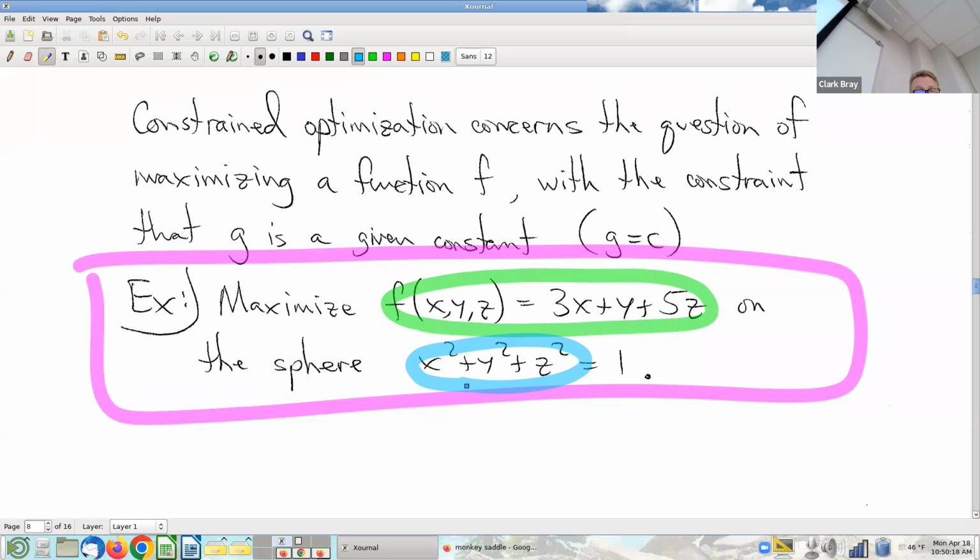You want to avoid phrases like "the function," right? Because there's 2 of them. Very important. Which one are you talking about? Right? Okay.